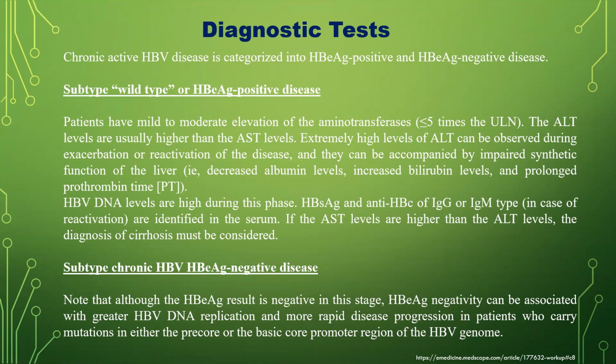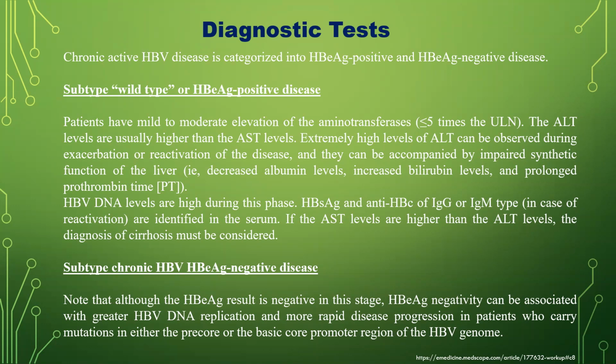This means decreased albumin levels, increased bilirubin levels, and prolonged prothrombin time due to decreased protein synthesis. HBV DNA levels are high during this phase. Surface antigen and anti-core immunoglobulins G and M are identified in the serum in case of reactivation. If AST levels are higher than ALT, the diagnosis of cirrhosis must be considered.